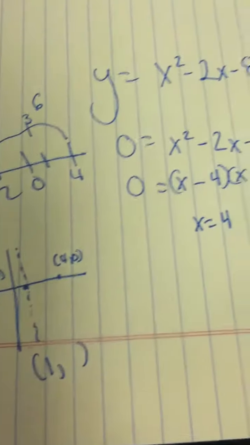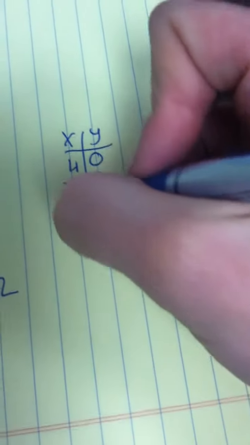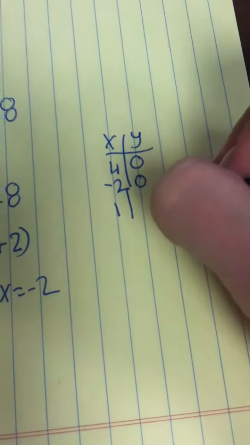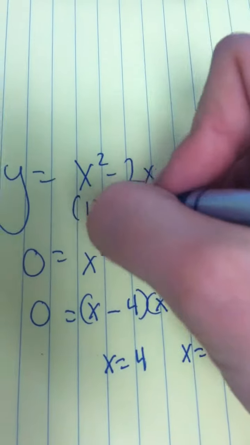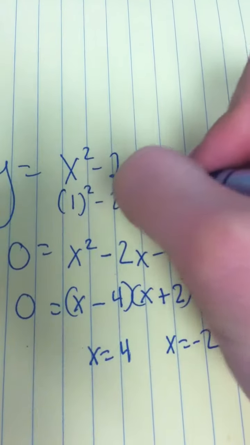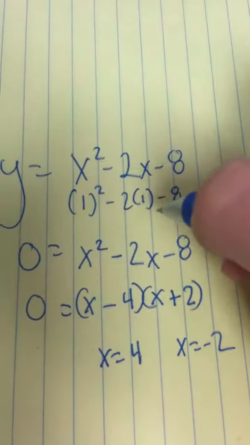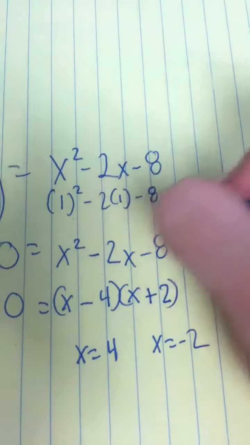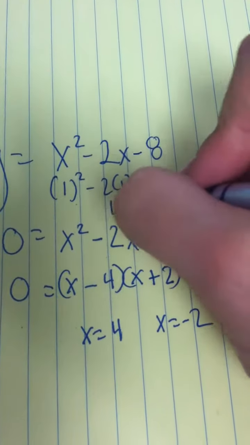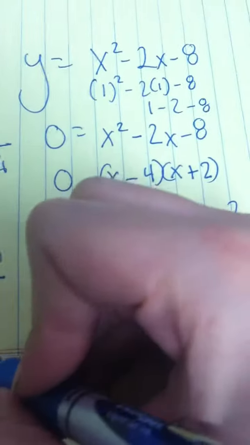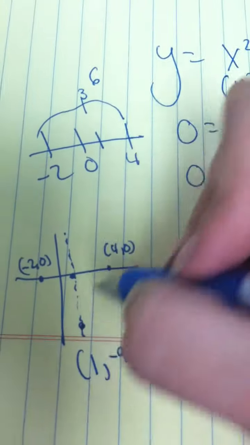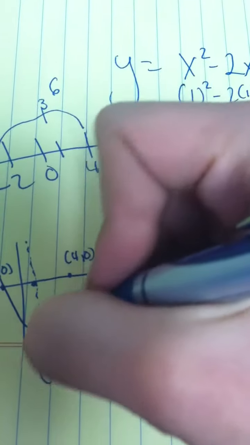How do we find the y value? Well, think about it again. If we put 1 in our table, how do we get the y? We use our equation again. 1 squared minus 2 times 1 minus 8. So 1 squared, we will get 1 minus 2 minus 8 gives me negative 9. So this is here, and we can draw this.